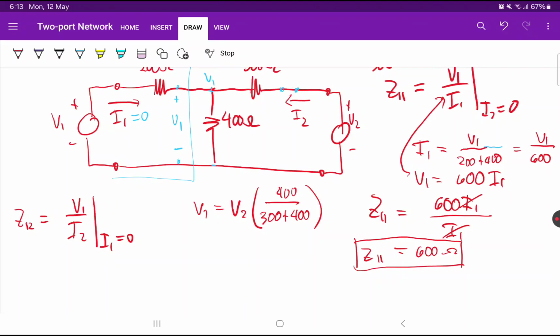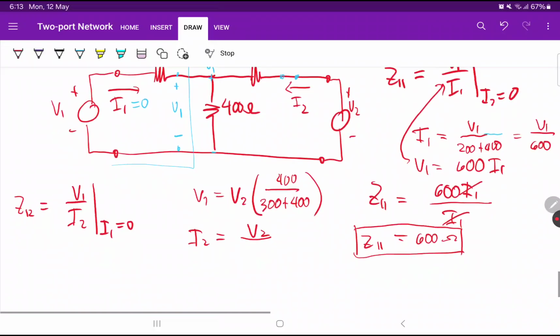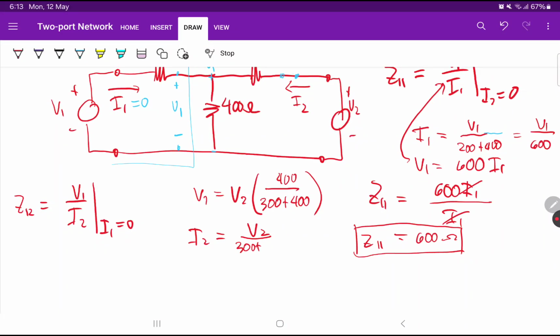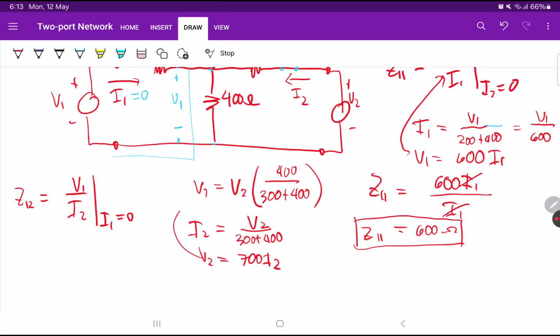So this time, the I2 will be equal to V2 divided by the total impedance in series. That's 300 plus 400. So if we solve for V2, V2 will be equal to 700 I2. Then if we can substitute here, we have a relationship between V1 and I2.